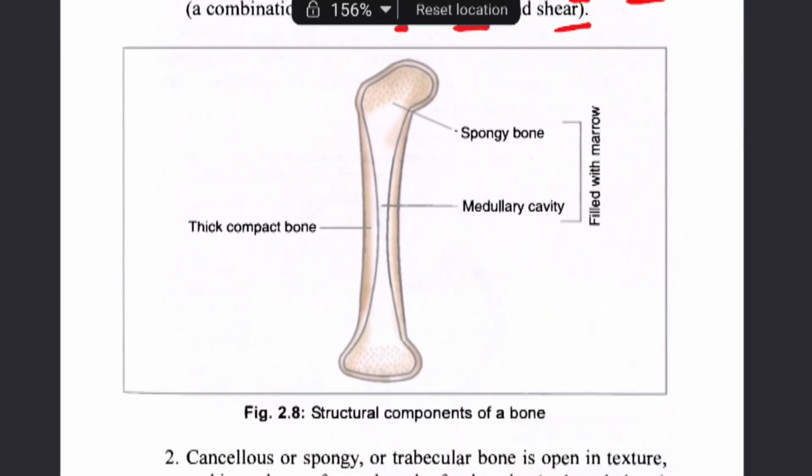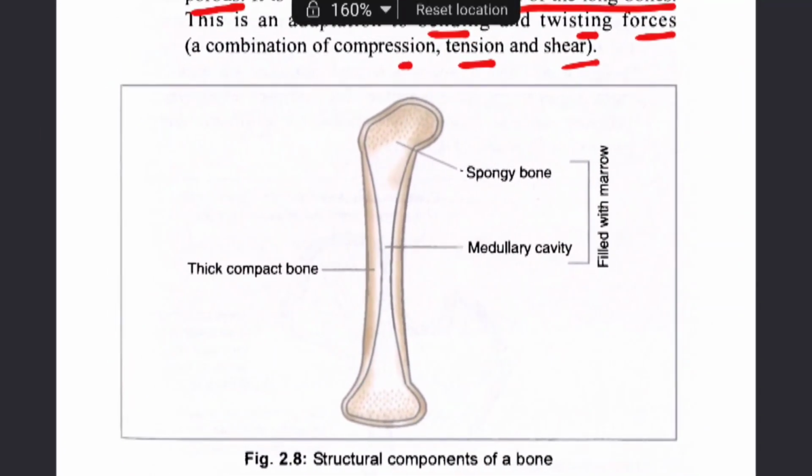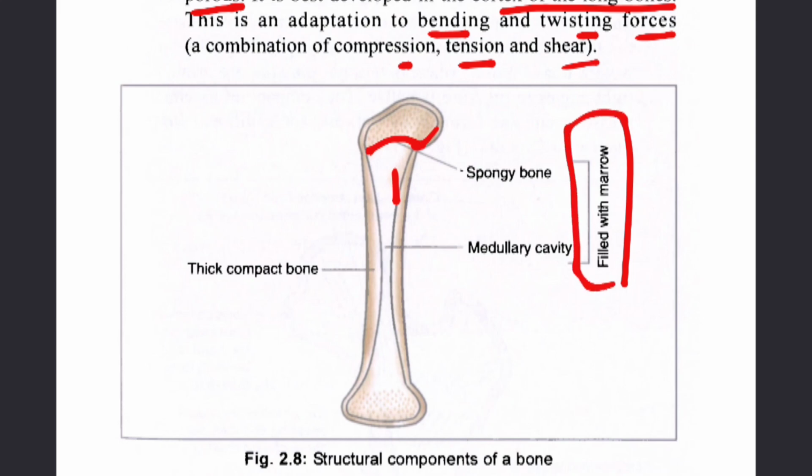Then we'll go further. You can see here we are seeing compact bone. This is the medullary cavity as we studied. This is the spongy region, spongy bone that is filled with marrow or the matrix.